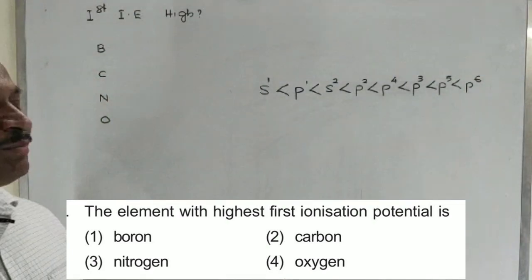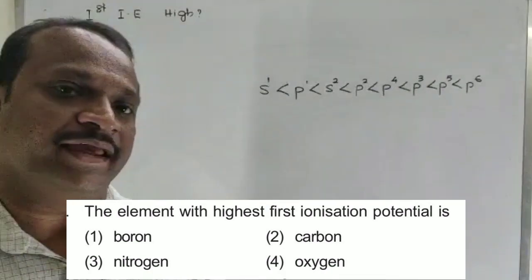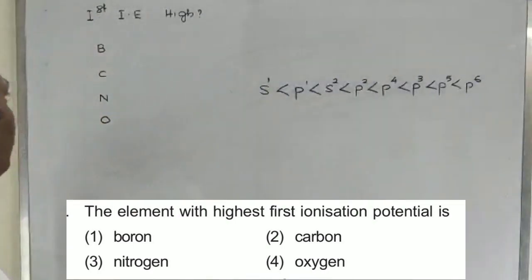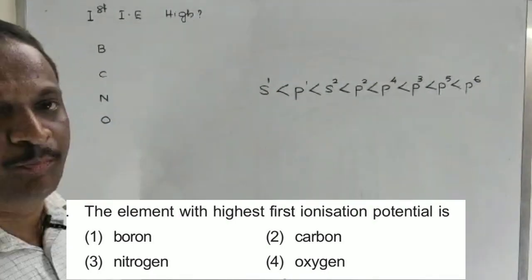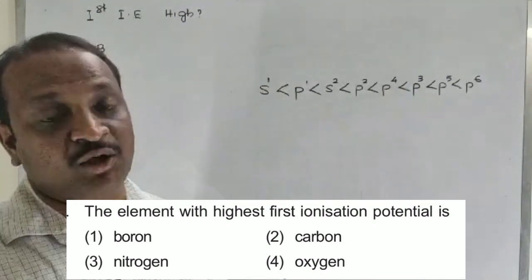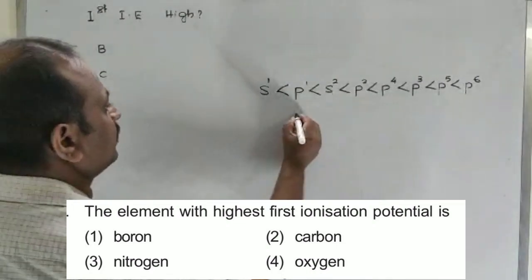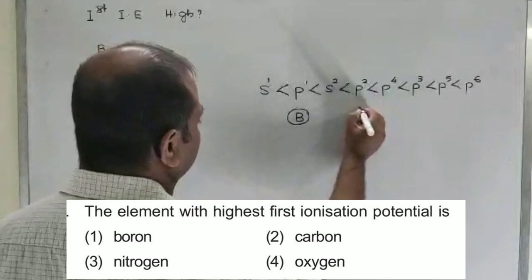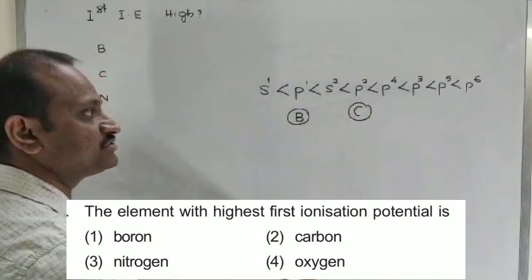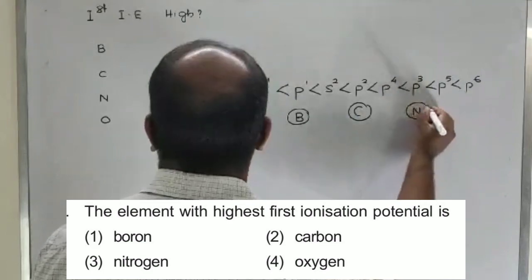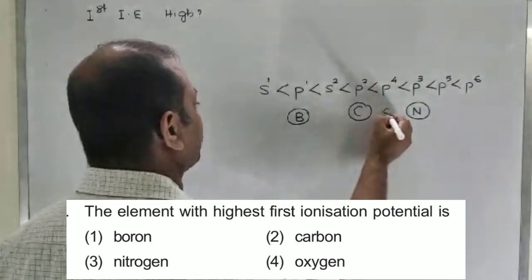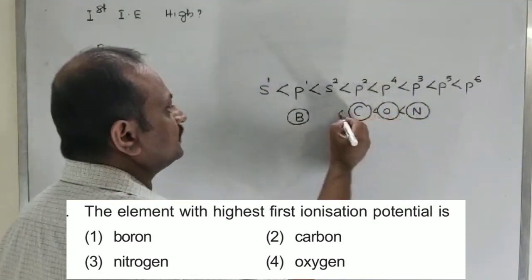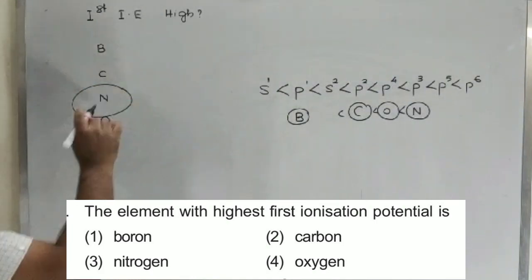Here we have boron, carbon, nitrogen, oxygen. They are talking directly about first ionization enthalpy. So which one has the highest first ionization enthalpy? Let's see where boron comes. Boron is in the aluminum family, so it is P1. So here it is boron. Next, carbon means P2. So here carbon. Next, nitrogen, P3. So here nitrogen. Next we have oxygen. So which one has the highest ionization enthalpy? No doubt it's nitrogen. So our answer here is nitrogen.